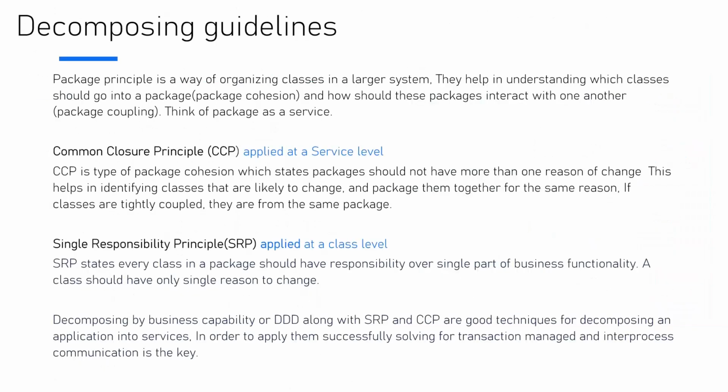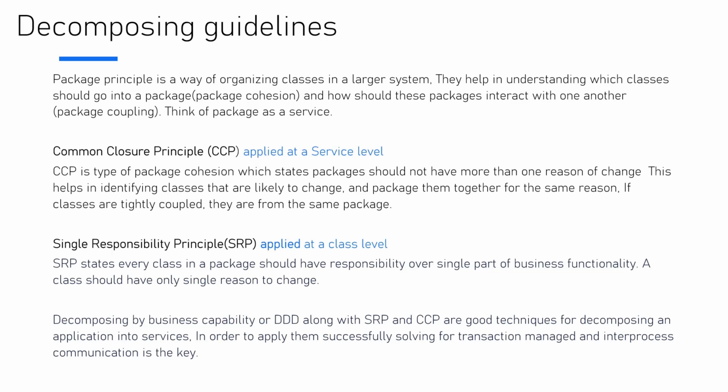Now, as we decompose, there are some guidelines. Think of it like each business capability that we build ends up being a package, and each package is going to have several different classes working together to achieve the overall functionality. So package principle is a way of organizing classes in a larger system. They help in understanding which classes should go into a package. That's what we call package cohesion, and how these packages should interact with one another. That's what we call package coupling. Think of a package as a service. So eventually that becomes the unit of deployment as well.